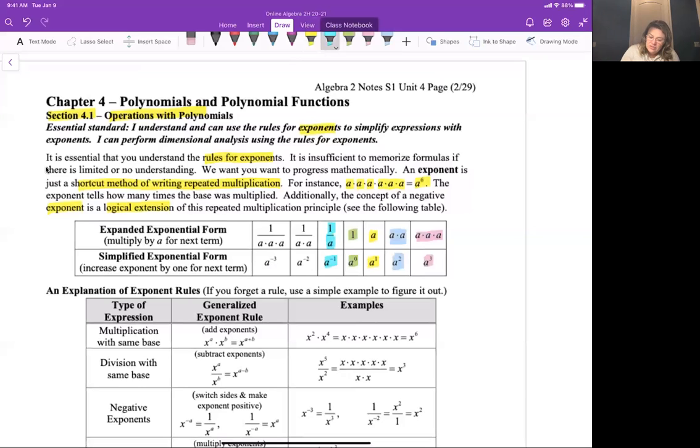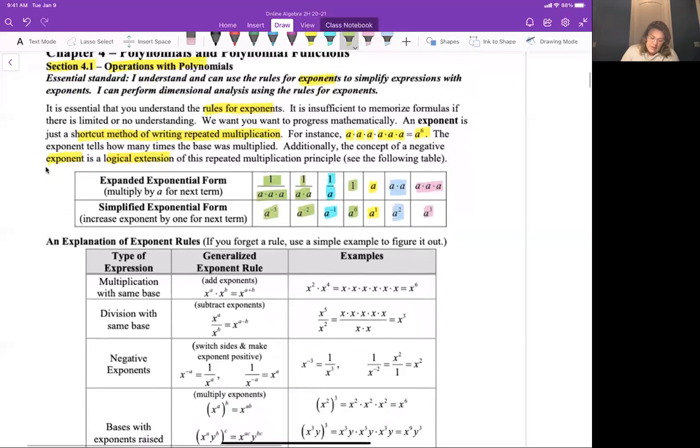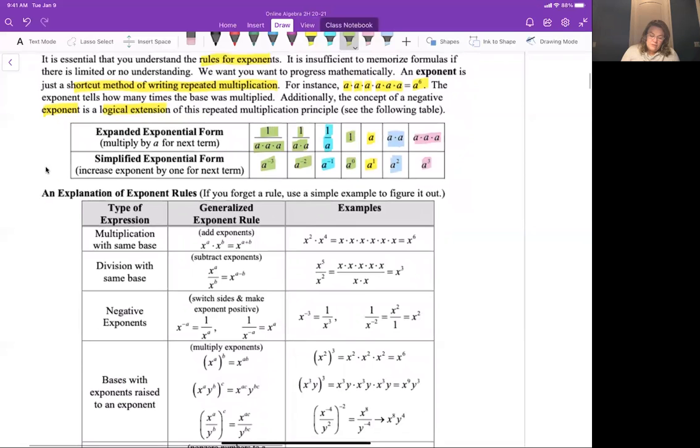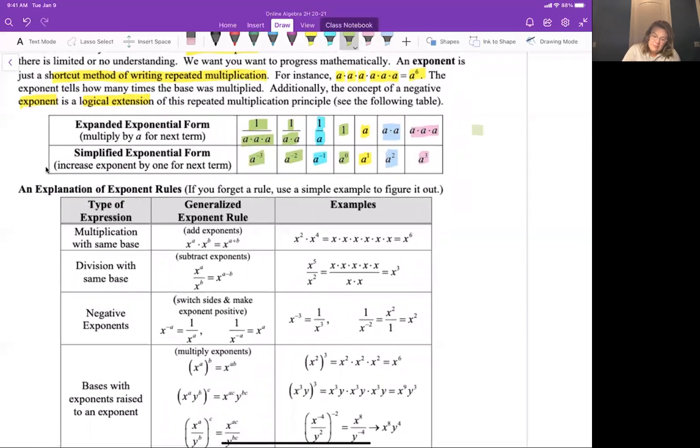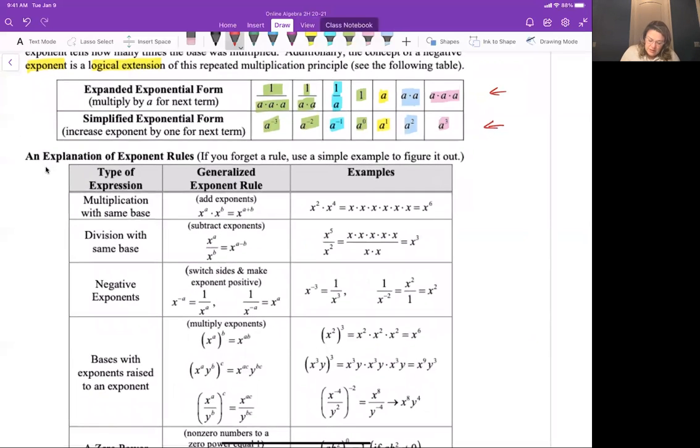So what we have done in each situation is counted the number of a's. If I have 1 over a times a, it's the same as a to the negative 2, and so forth. So we see the pattern. A to the minus 3 is 3 a's multiplied by each other in the denominator. That's the expanded exponential form, and this is the simplified. All right, so there are some rules, and you've seen them before.